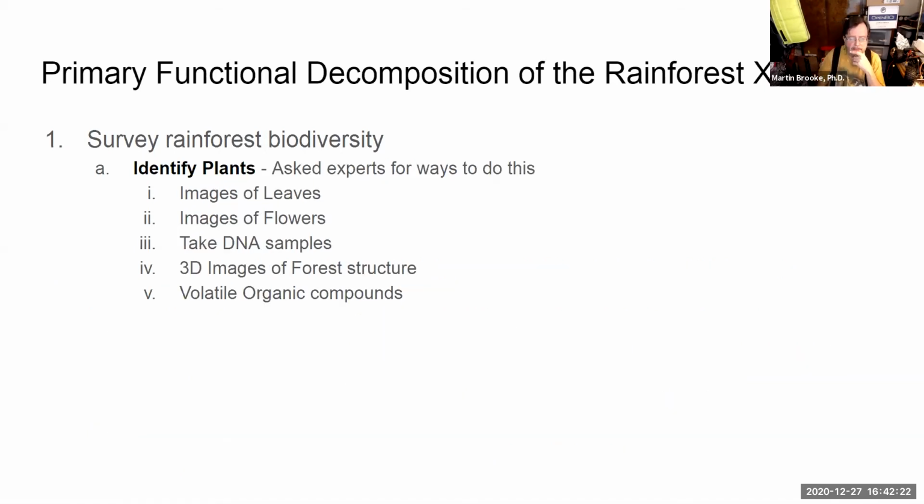Experts helped us isolate ways they can tell what species a plant is. This is actually quite difficult, and there's a lot of expertise needed to do this, but we can provide the experts with the data they need.